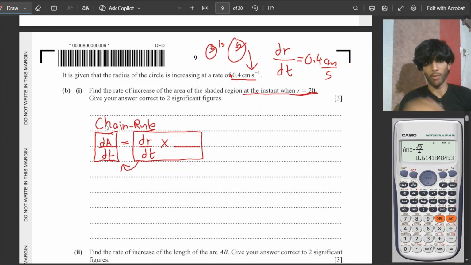So what do I mean by that? Look, I'm trying to find dA by dt, right? This doesn't have an r. So if I put a dr over here, what does that mean?